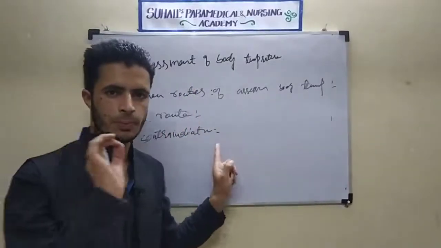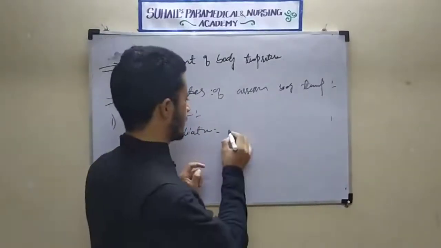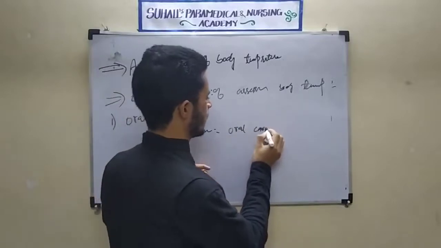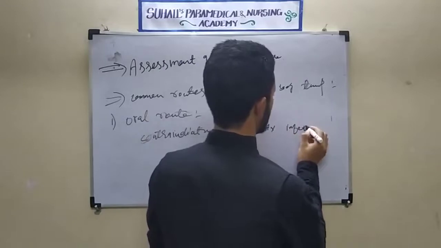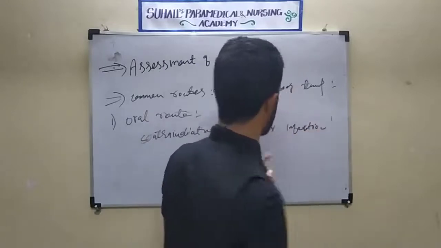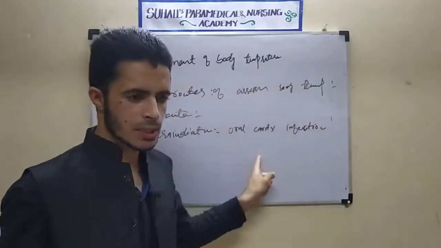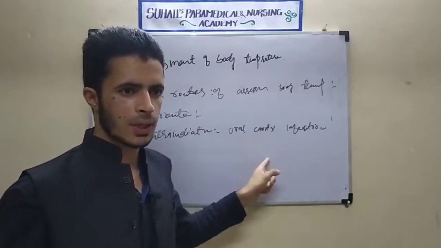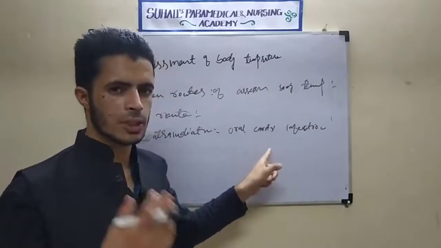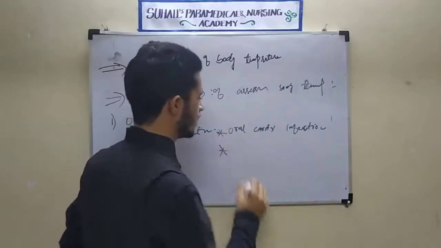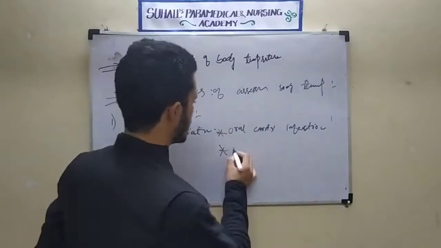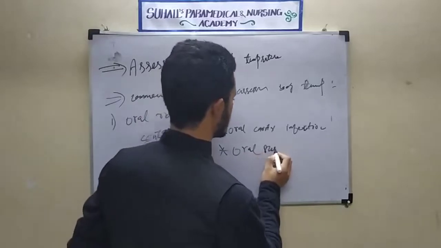Contraindication: suppose any person is having an oral cavity infection. If there is infection in the oral cavity, we will not use the oral thermometer. The reason is that the infection may transmit from one person to another person. That is the first thing. Second thing is, if there is oral surgery, we should not use this.